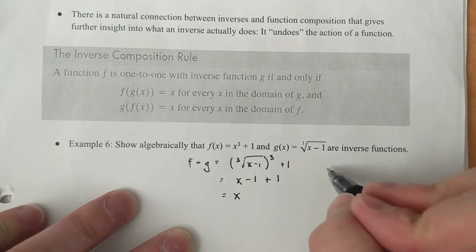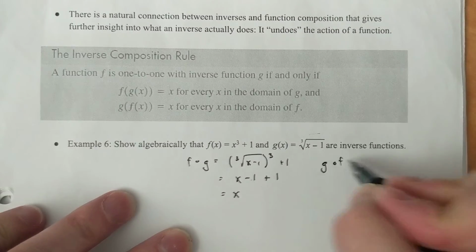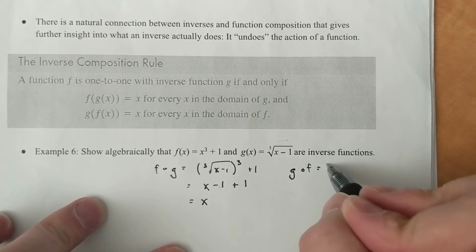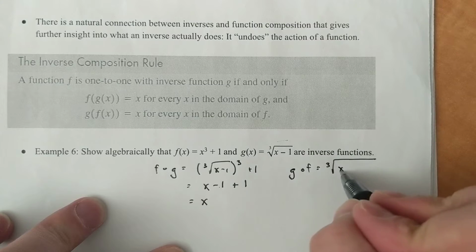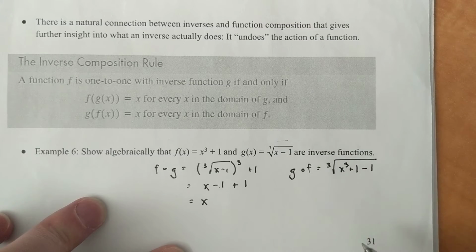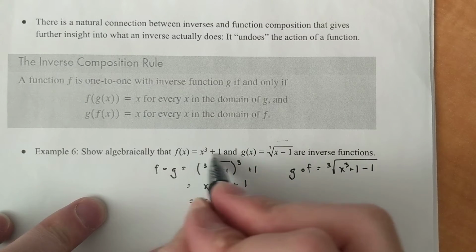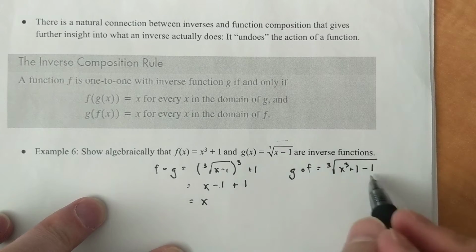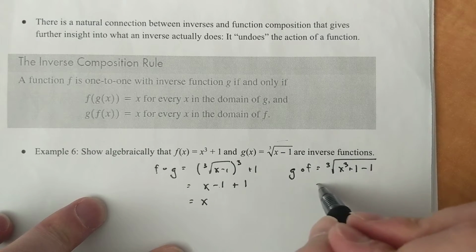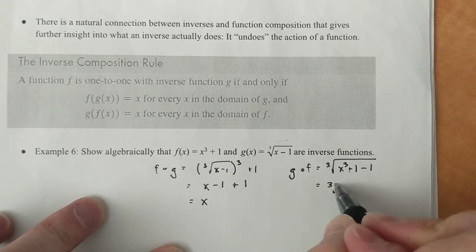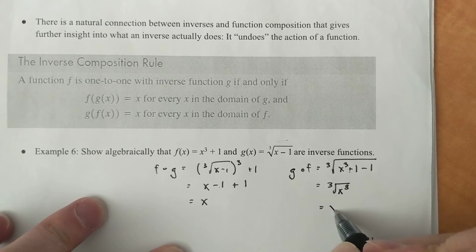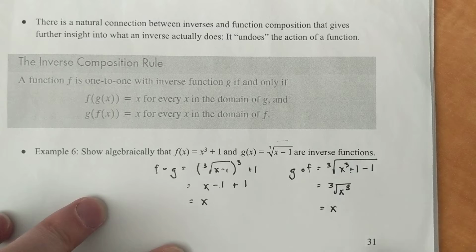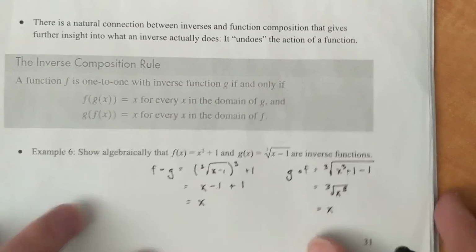so I'm left with just x. You can do the reverse as well, g of f. That means I'm going to take the entire f equation and put it in for that x. So x cubed plus 1, minus 1. That x cubed plus 1 replaces just that x. So here, plus 1 minus 1 cancel. So we have the cube root of x cubed. Cube root and cube cancel, so just x. So the functions are inverses because their composites simplify to just x.